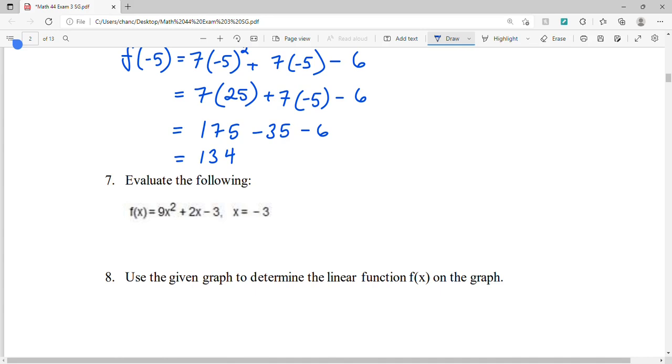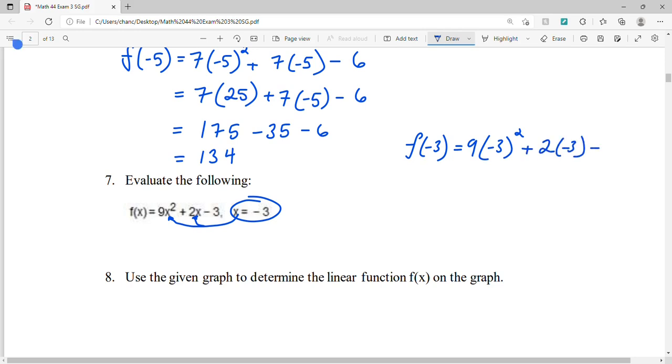Example 7. We need to again write f of negative 3 first before we do the substitution. We're going to plug in a negative 3 everywhere we see an x. This is 9 times negative 3 squared plus 2 times negative 3 minus 3. Again, the exponents come first. We'll do negative 3 squared, which is a positive 9.